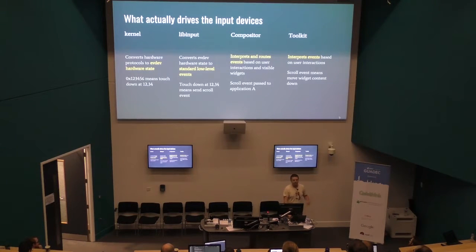Finally, we have the toolkit, and that's the one that eventually receives the event. These days, toolkits do a lot more than back in the X days. So kinetic scrolling is one example. You might get a scroll event, GTK says, oh, you're scrolling at this particular speed, therefore I'm going to start that kinetic, that inertia scroll.